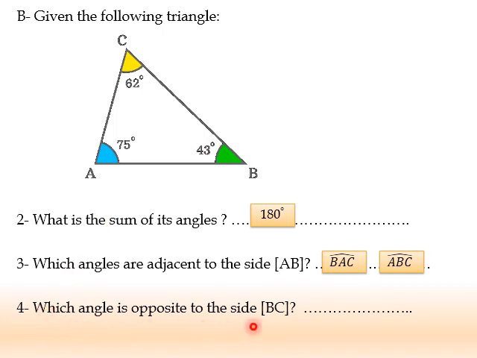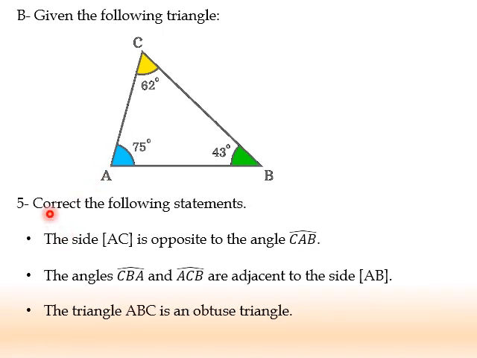Now, which angle is opposite to the side BC? This is side BC. Which one of these angles is opposite to it? Directly opposite, we reach, this is what we mean by opposite. We reach the blue angle, whose name is BAC.